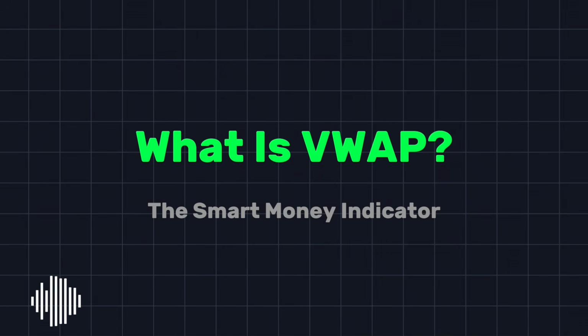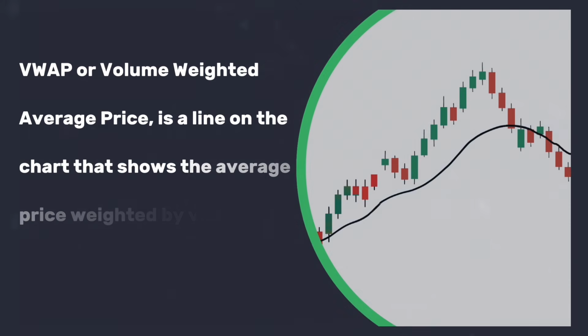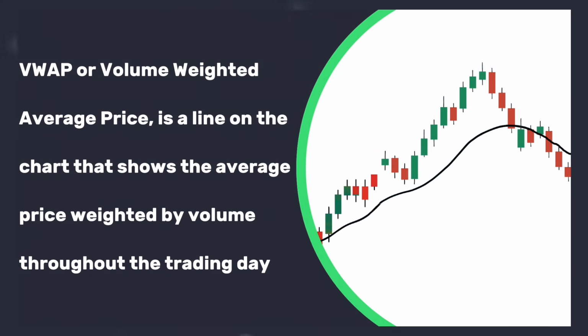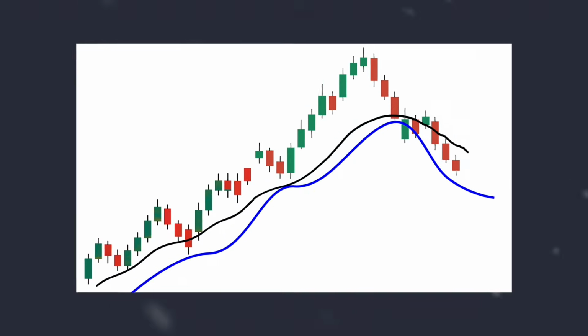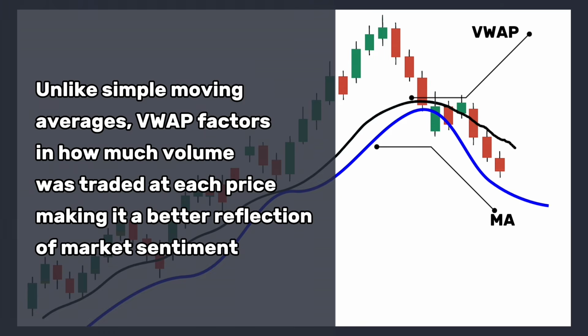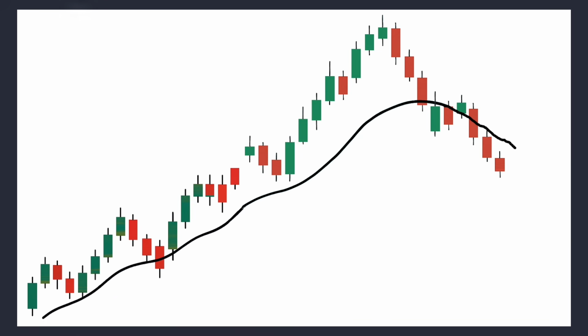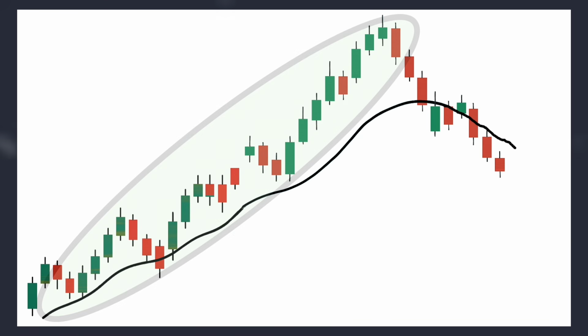What is VWAP? The smart money indicator. VWAP, or volume weighted average price, is a line on the chart that shows the average price weighted by volume throughout the trading day. Unlike simple moving averages, VWAP factors in how much volume was traded at each price, making it a better reflection of market sentiment. Traders use VWAP to see if the price is strong, above VWAP, or weak, below VWAP, during the day.